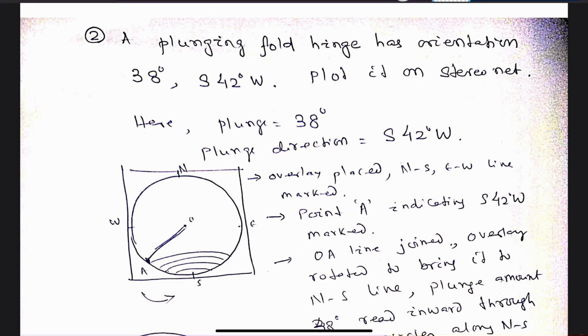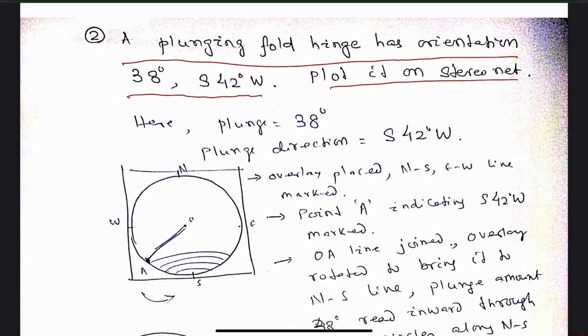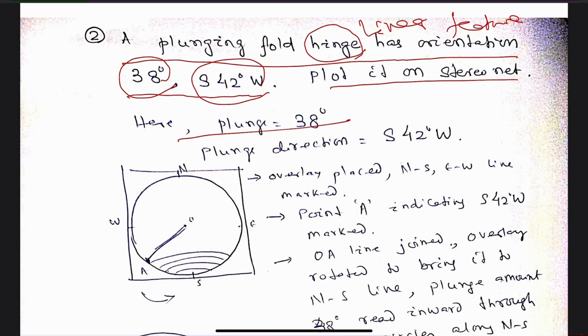Let us say a plunging fold hinge has an orientation 30 degree south, 42 degree west. Plot it on the stereonet. So this is a linear feature. Hinge is a linear feature. So it can be plotted with respect to its plunge, and it will appear as a point. So plunge is 30 degree, and this is the direction, because we have already discussed how we plot the lines. Lines are represented by the plunge amount first, and then the direction of plunge. So this is the direction of plunge, this is the plunging amount.